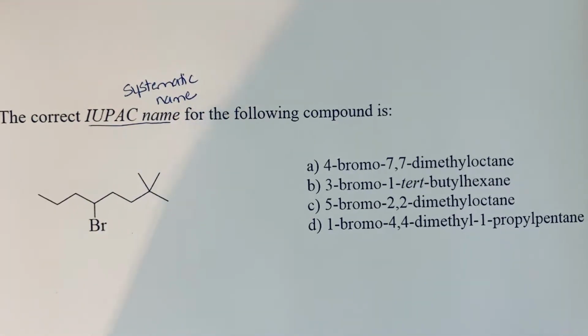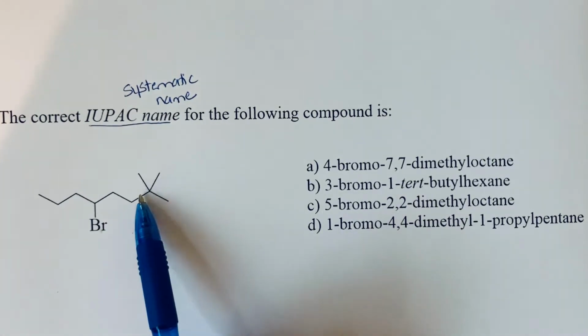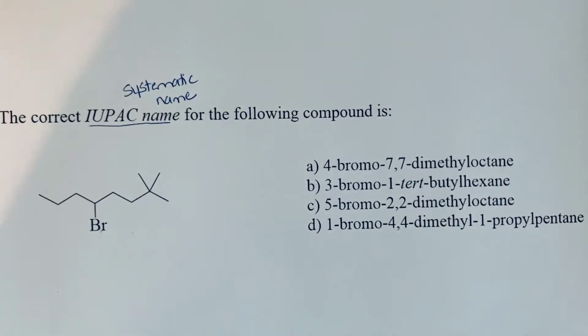locate the longest continuous carbon chain. And in this case, it looks fairly obvious that it's going along the backbone here, just straight across the page, or even up to here or here. If you felt like curving it, it's still just one carbon atom. And then the next thing we want to do is number that chain so that our substituents are on the lowest possible number.